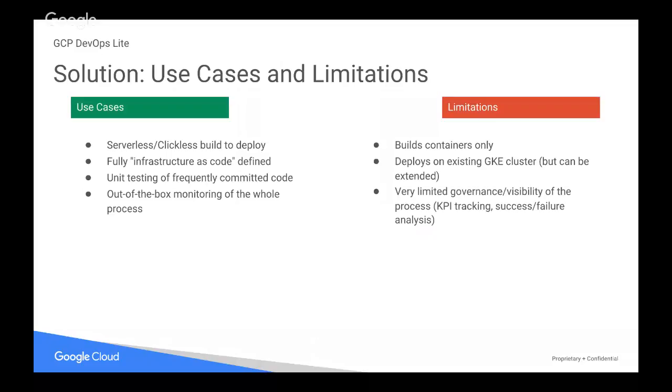That's not a problem. So the biggest limitation I can see here is that you have very limited governance or auditability. If you're working in a big enterprise where you need KPI tracking, analysis of successes and failures, and which packages are creating the most failures, this is probably not the best solution for you. You probably want to extend with something that gives better visibility, like Jenkins or Spinnaker. Right. So these are just the limitations.